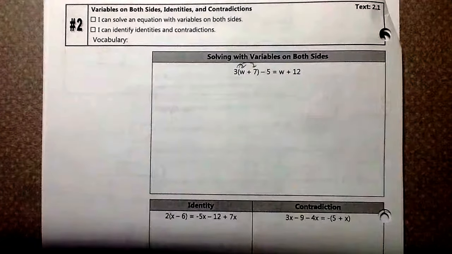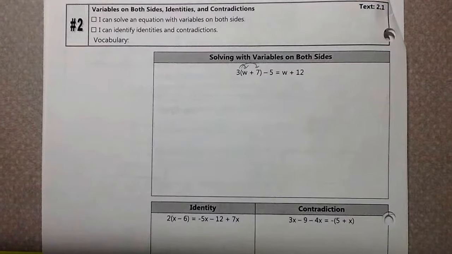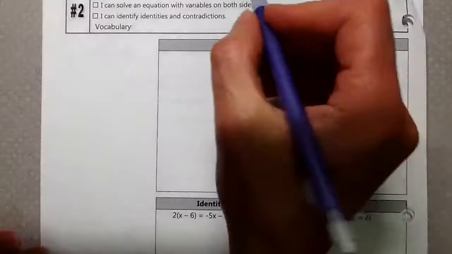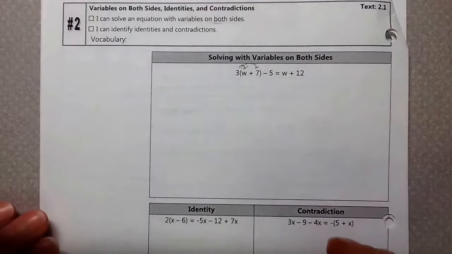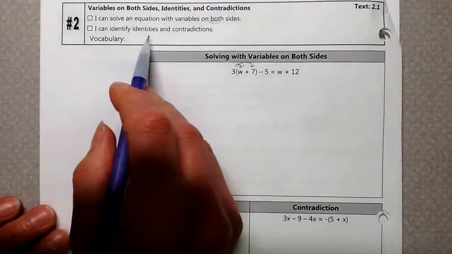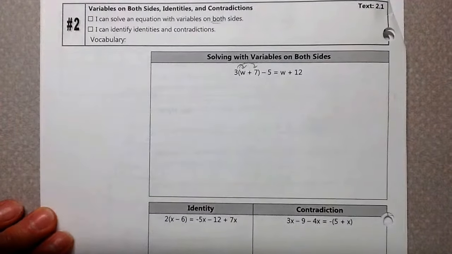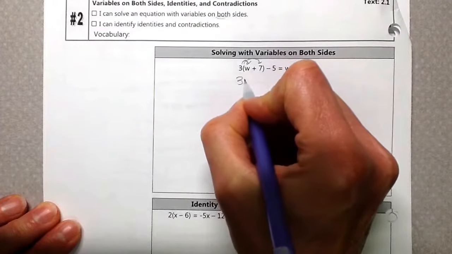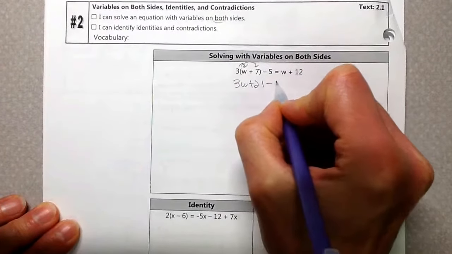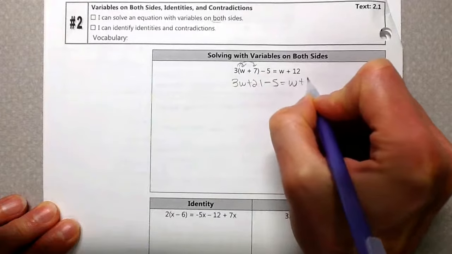In section 2-1b, you're going to solve an equation with variables on both sides of the equation and also identify identities and contradictions. So let's start out with an example. Here we want to distribute, so we have 3(w + 7) - 5 = w + 12.